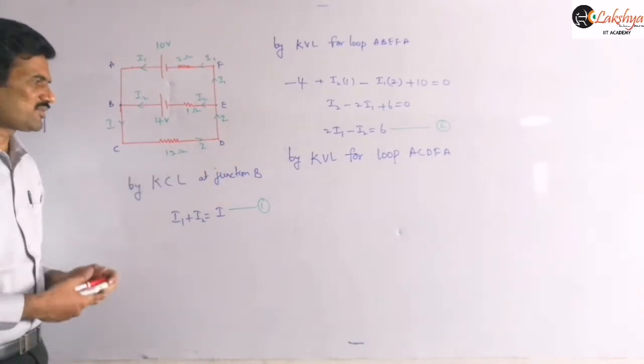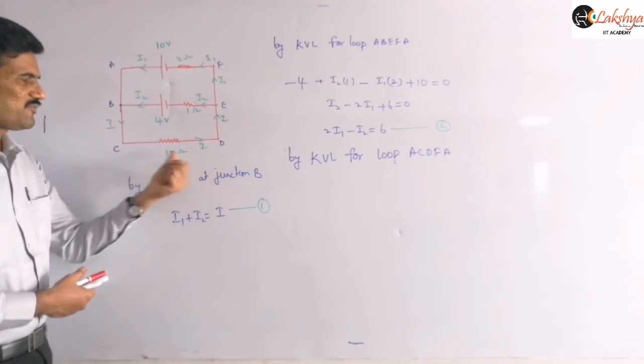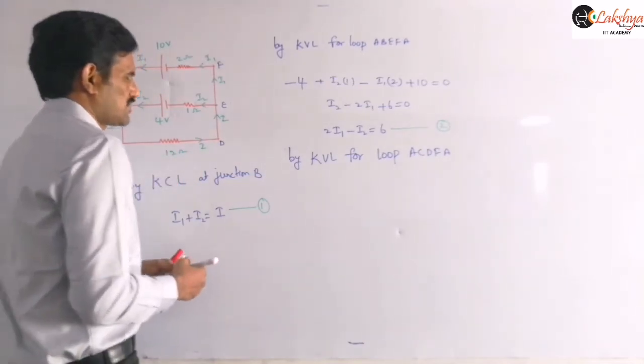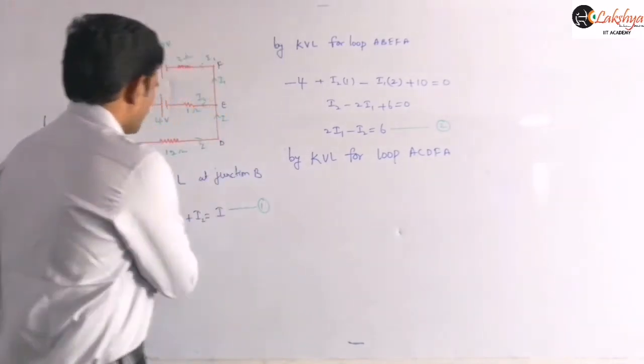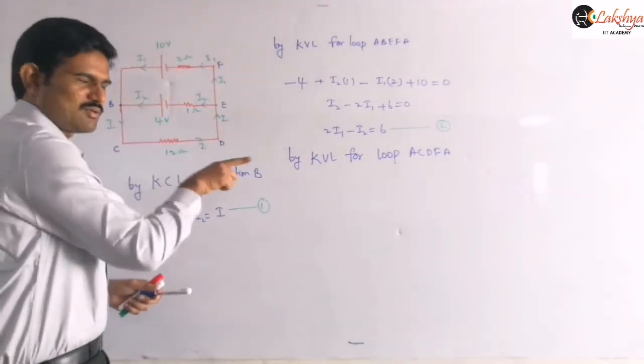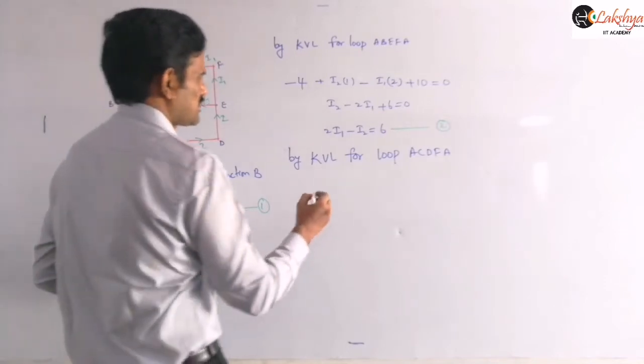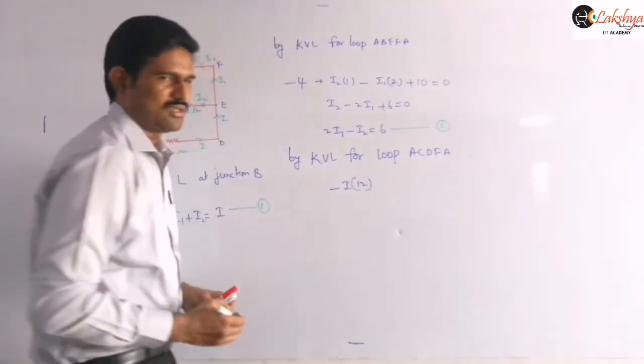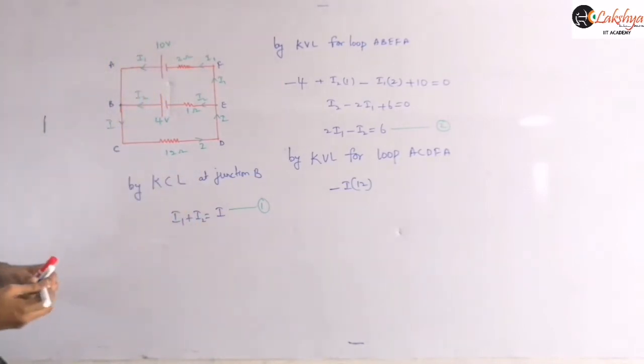Next, when you are traveling from C to D, here a resistance is there. When you are traveling in the direction of the current, the potential drop is negative. So I can write this as minus I into 12, that is minus 12I, where that current we are taking as I, right?